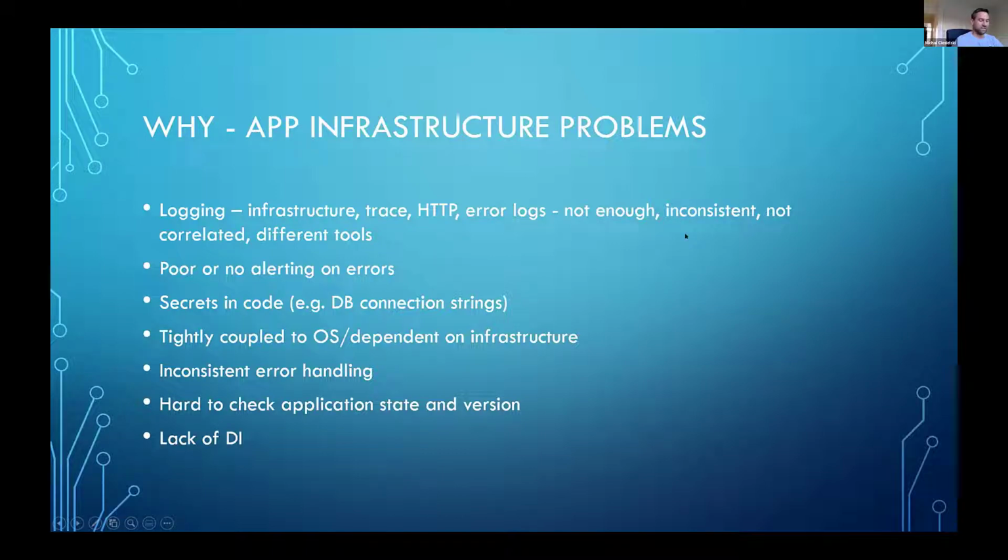That's especially important for microservices, right? A request spans a lot of services, or potentially a few of them at least, and you're not able to correlate them well. And then the other ones, as an extension of this point: alerting on errors, and secrets in code, a totally different but common problem that I've seen, especially with things like connection strings and passwords.